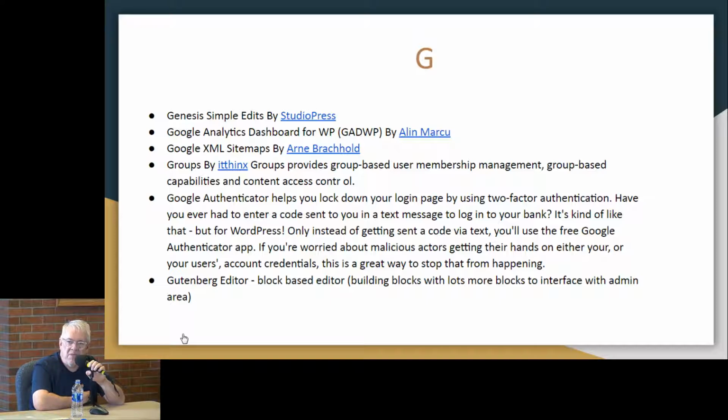So if you have Genesis installed as a theme, what Simple Edits provides is some areas that you can go into and edit the information. And the biggest area that I edit is the footer. I use Simple Edits to overwrite the information in the footer and put my own information in the footer.